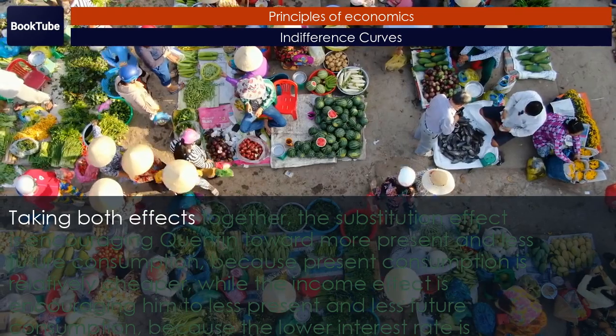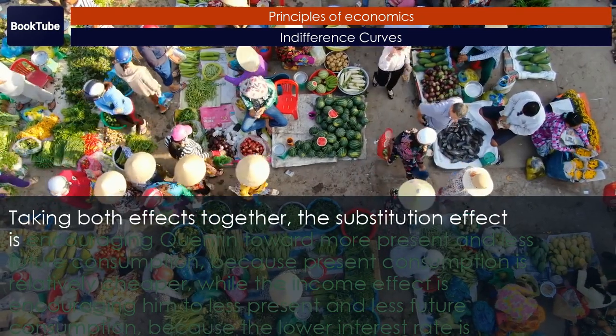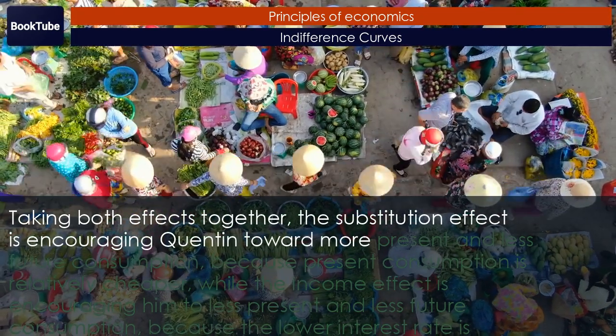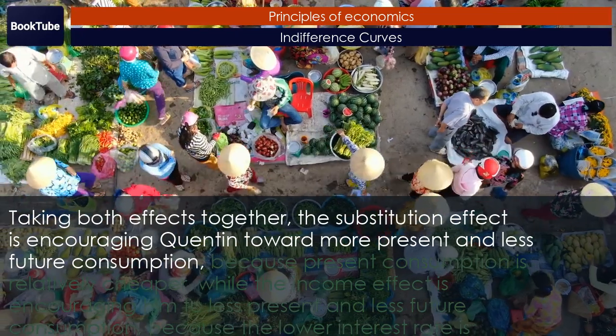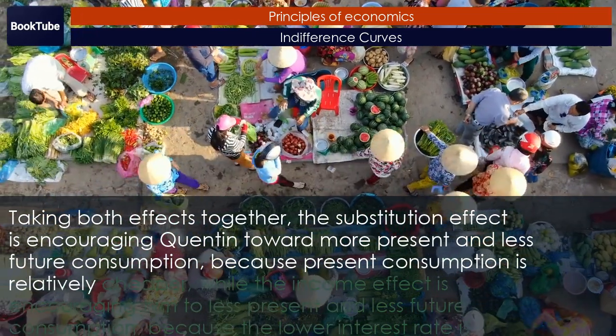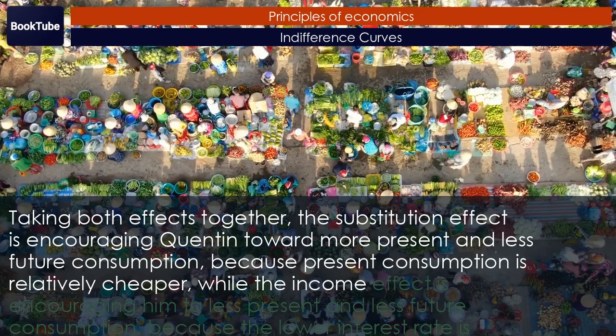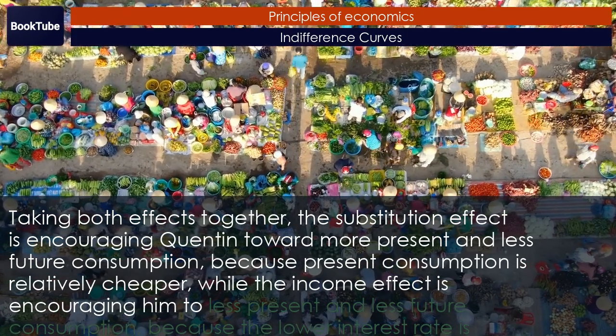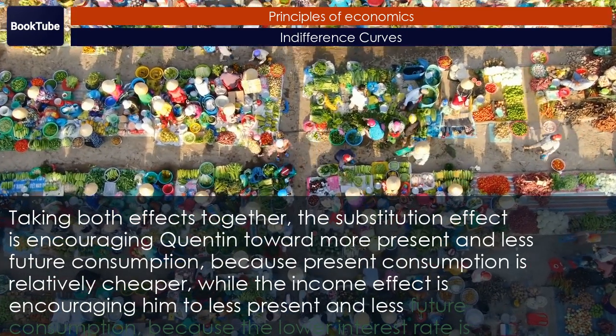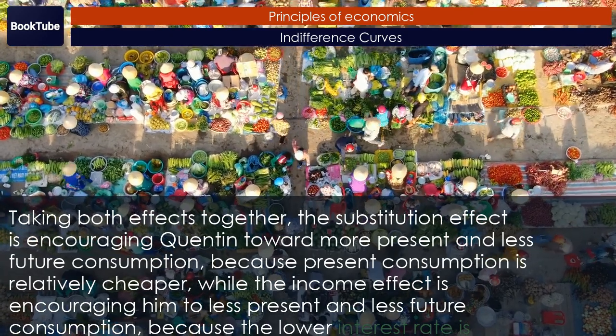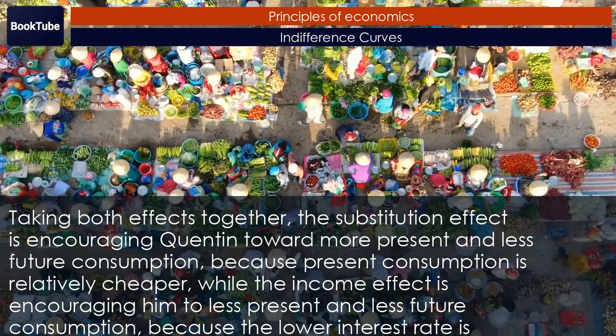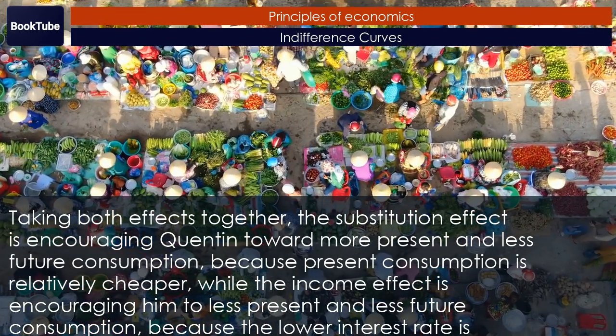Taking both effects together, the substitution effect is encouraging Quentin toward more present and less future consumption, because present consumption is relatively cheaper, while the income effect is encouraging him to less present and less future consumption, because the lower interest rate is pushing him to a lower level of utility.